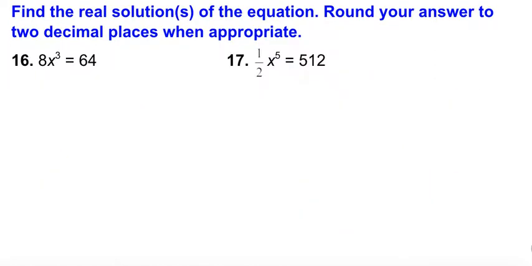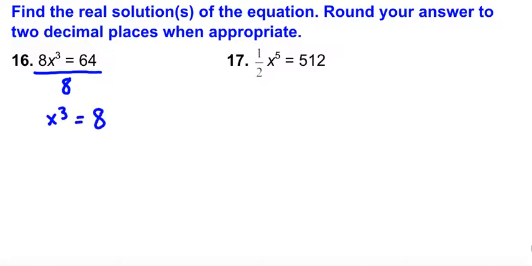We're almost done, guys. We have 3 more examples, I believe. So let's try this again. 8x cubed equals 64. Just like the number 14 we did, we're going to start by dividing by 8. 64 divided by 8 is 8.